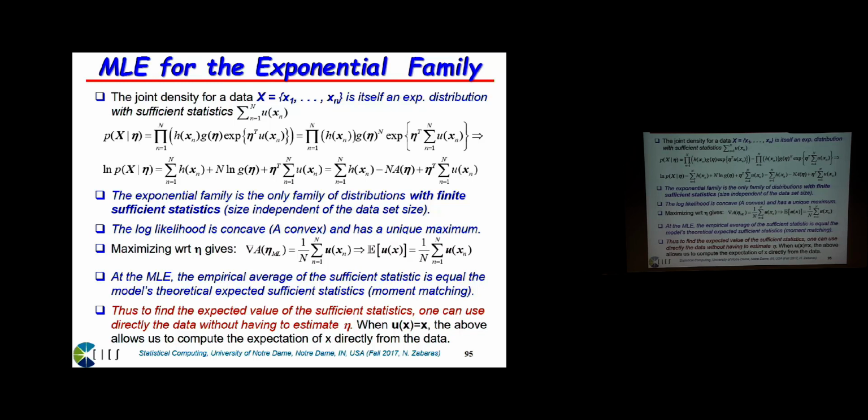Other distributions don't satisfy that. In the exponential family, the size of the sufficient statistics is always finite and is defined by the underlying distribution, the size of eta, basically. Okay? So let's do a maximum likelihood estimation. Not that we're interested in MLE, but to see other good things that come out from the exponential family.